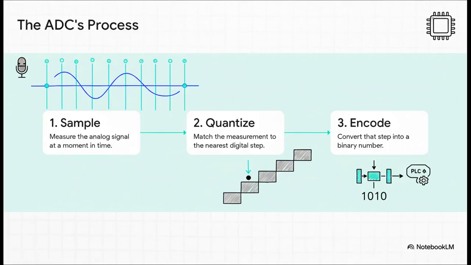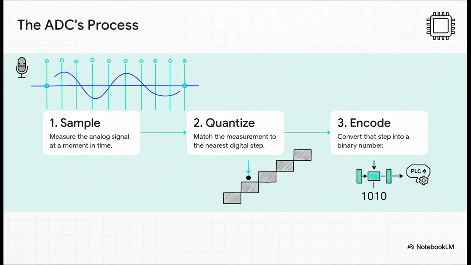And that brings us to our final section, the payoff. It's time to put that digital value to work. We've taken a physical property, turned it into electricity, translated it into a precise number, and given that number context. So now what? Let's just do a super quick recap of the ADC's job.